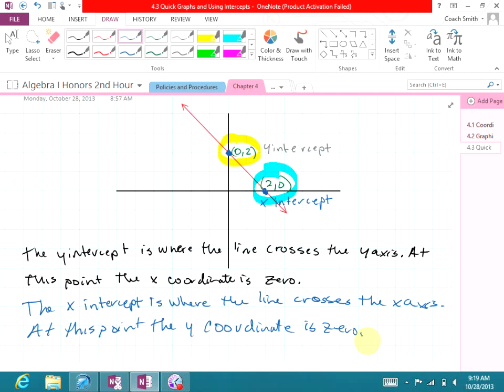For example, Brianna? The origin? Yeah, we'll talk about that on another day. The lines you're going to deal with today do not pass through the origin. Her question is what happens when the line goes right through there? Those are what they call direct variations, and we'll talk about those, I think, on Thursday, if I remember right.